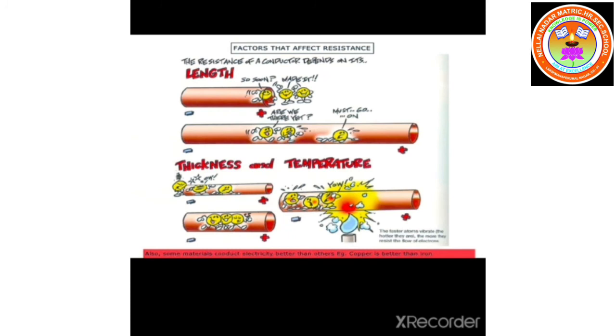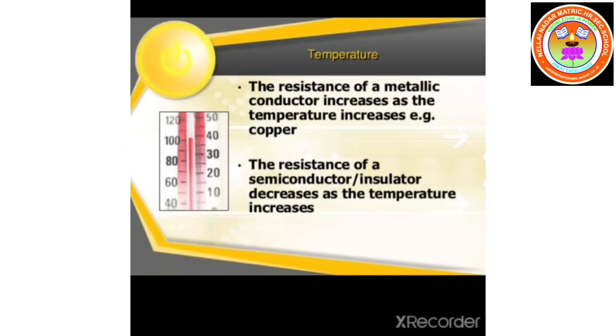So these are the factors which affect the resistance. Length, thickness and temperature will affect it. According to the length, the thickness and the temperature, the resistance will be affected. And temperature, I told you just now, the resistance of a metallic conductor increases as the temperature increases, for example copper. The resistance of a semiconductor or an insulator decreases as the temperature increases. This is for the semiconductor, and the first one is for the good conductor.